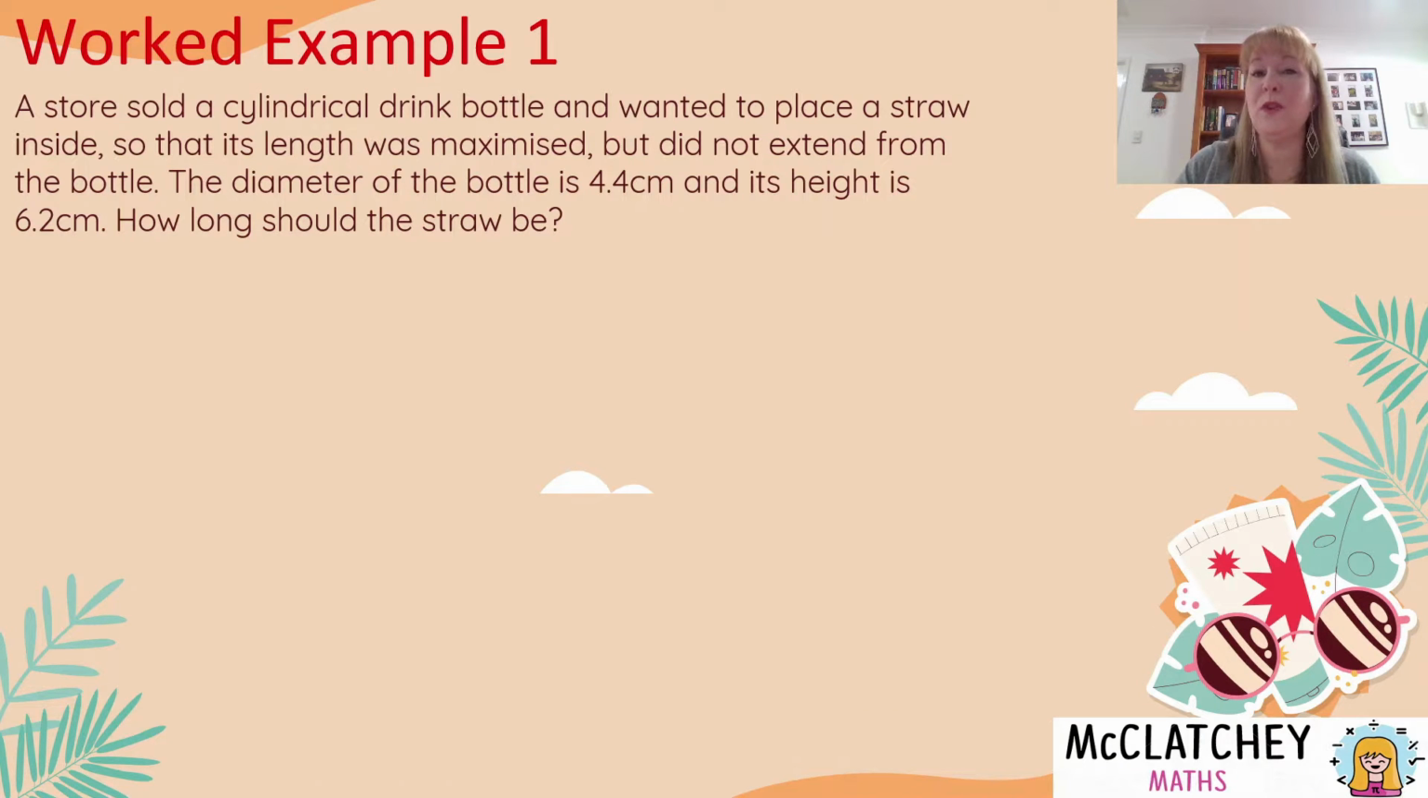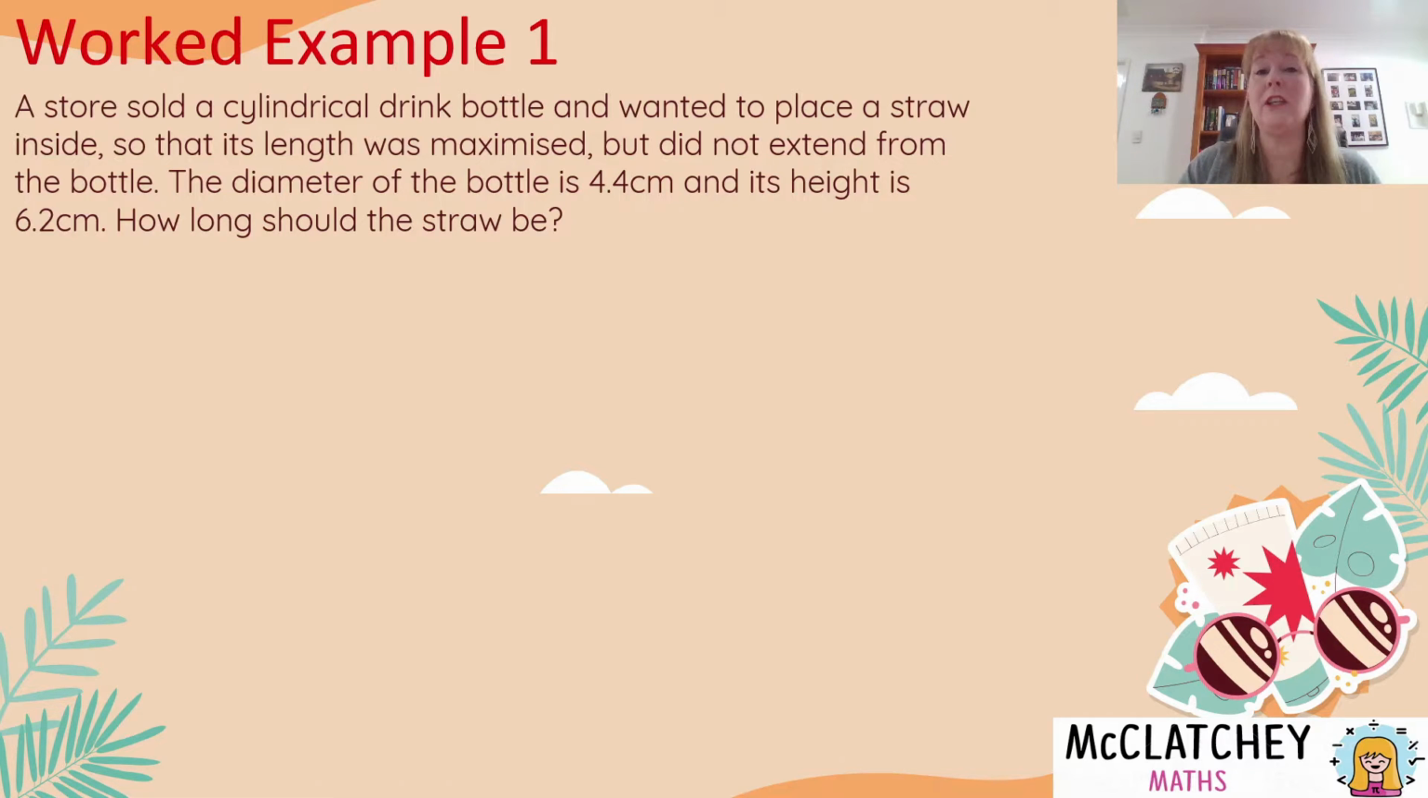We have a store who sold a cylindrical drink bottle and wanted to place a straw inside so that its length was maximised and did not extend from the bottle. The diameter of the bottle is 4.4 centimetres and its height is 6.2 centimetres. How long should the straw be?